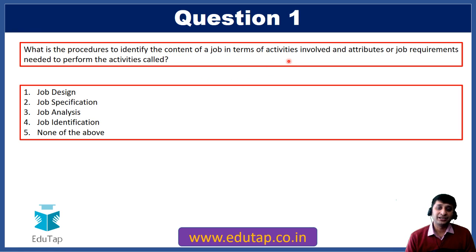So the first question on your screen is: what are the procedures to identify the content of job in terms of activities involved and attributes or job requirements needed to perform the activities called? The question is very easy. It says, what are those procedures called that are used to identify the content of job in terms of the activities involved in that job or the attributes or the requirements of that job.